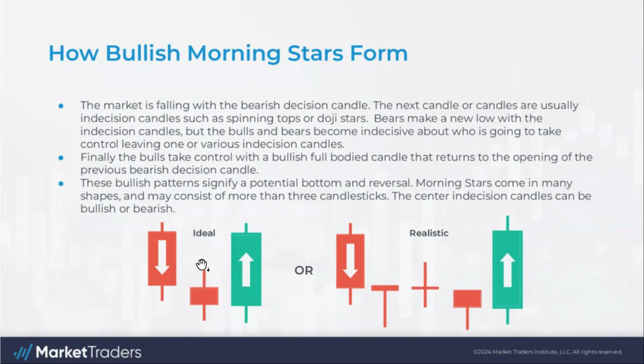The bearish form is similar. So you see the bullish shooting star: bearish candle, indecision, bullish. So this is the ideal situation we talked of before. This is the realistic situation.